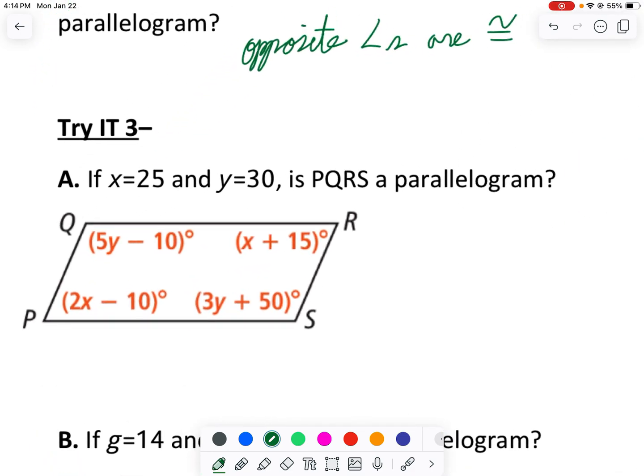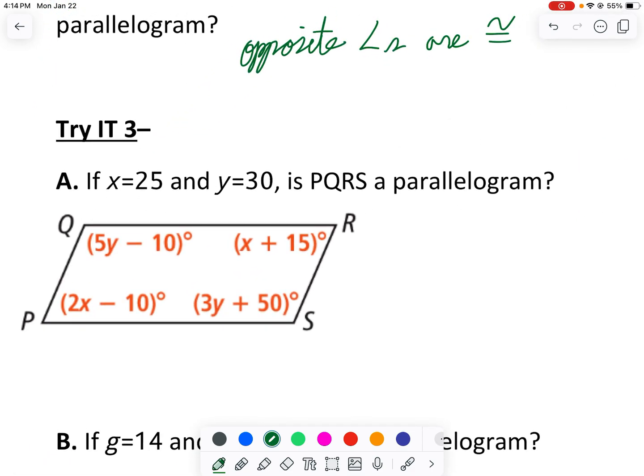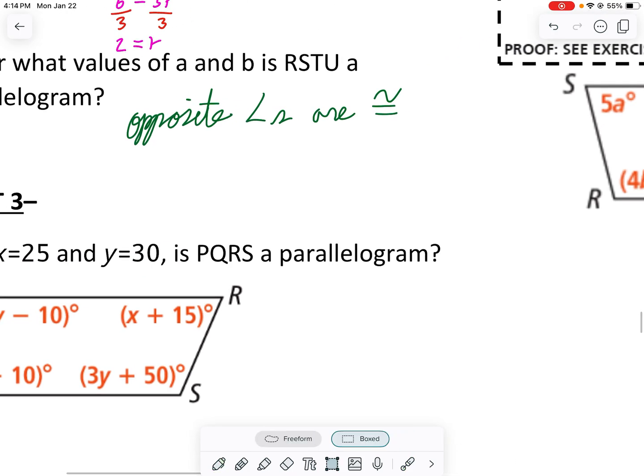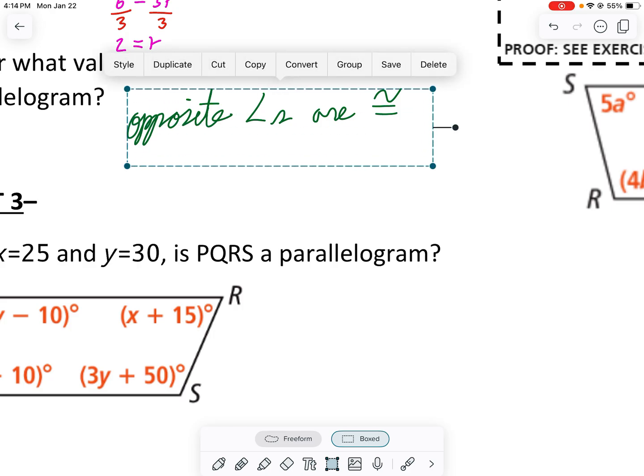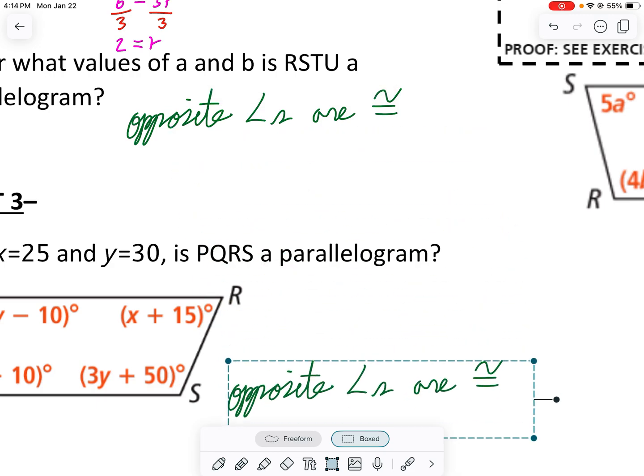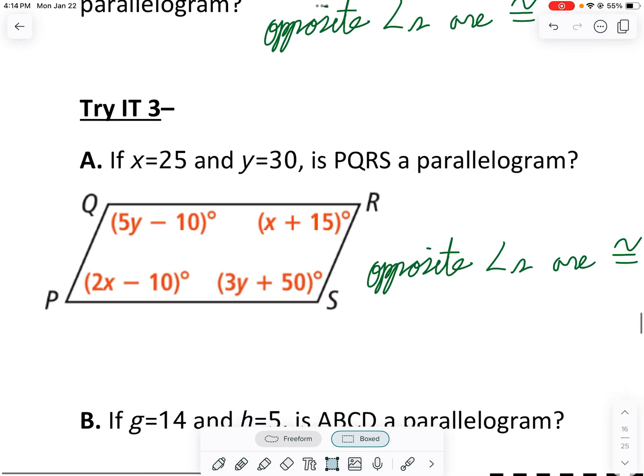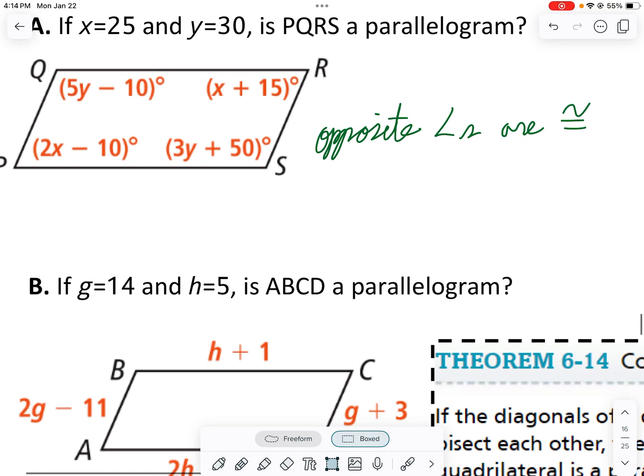Now here, it provides a similar kind of issue, but it gives you what the x and the y value is. So here you got to actually plug them in and see if that statement is true. And this is the same statement that's up here. Opposite angles are congruent. Is that true? Our opposite angle is going to be congruent here.